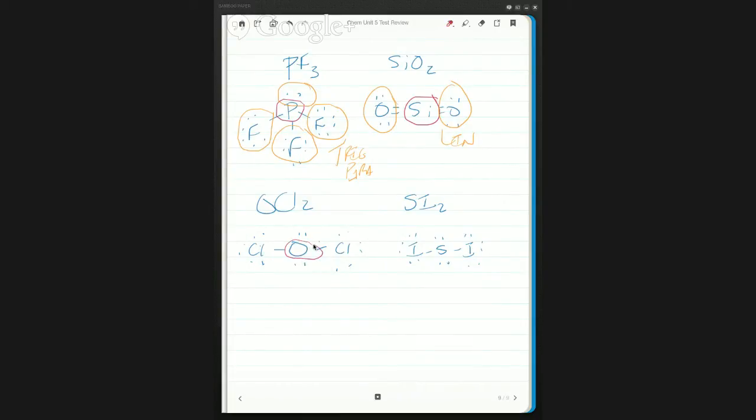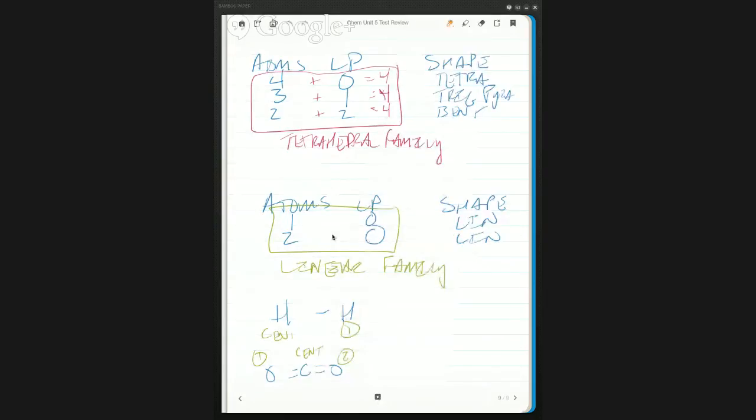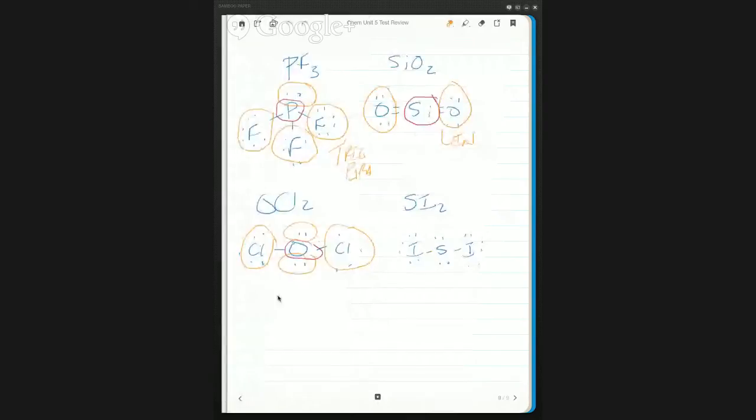Then we look at OCl2, and O is the central atom. How many things are on that central atom? There's 1, 2, 3, 4. 2 of them are atoms, 2 are lone pairs. So 2 atoms, 2 lone pairs, bent. Technically, I'm not drawing this how it should have been. This is what I should have done. See that? It's a horrible drawing, but hopefully you get the picture.